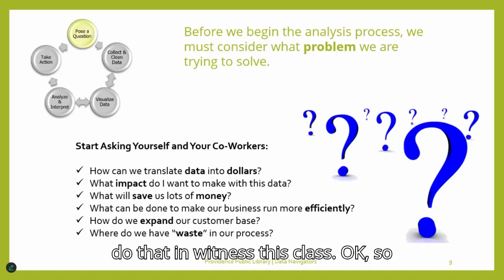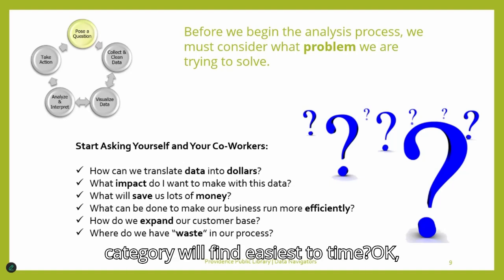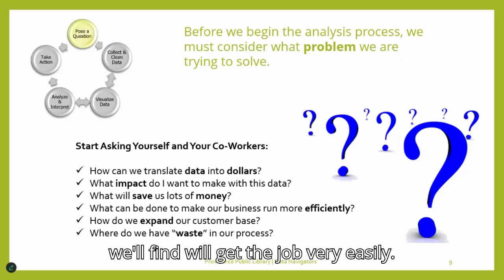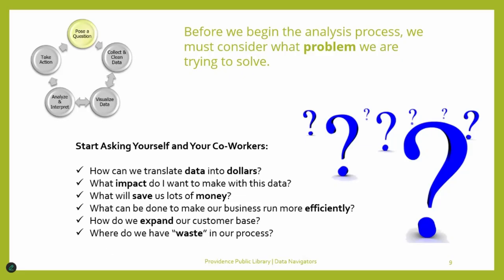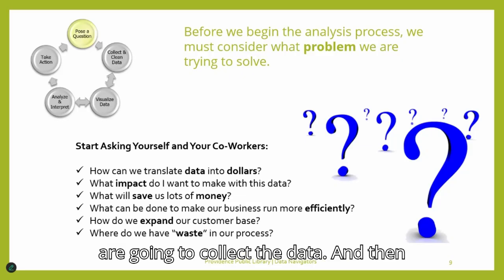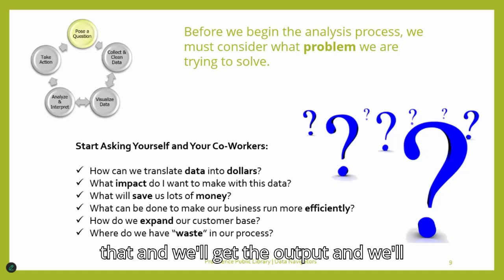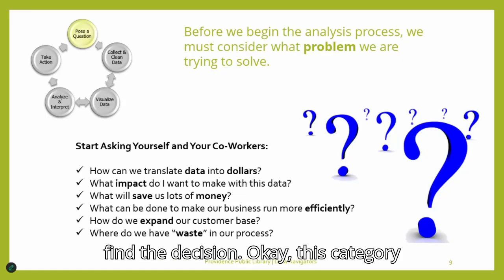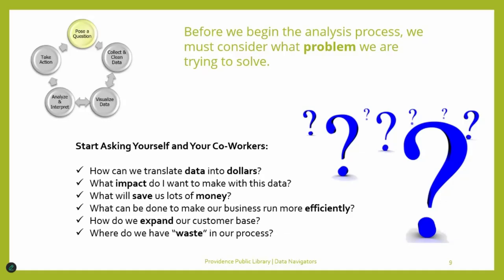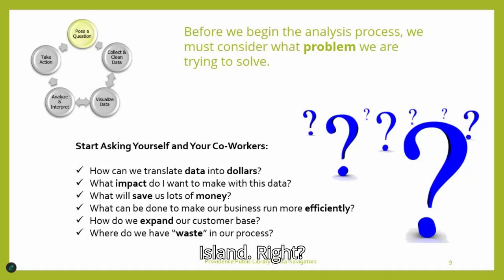We'll do that in Wednesday's class. Okay. So this is the question. Which occupational category will find the easiest time? We'll get the job very easily. So that is one question. So for that, we are going to collect the data. And then once we collect the data, we'll analyze that and we'll get the output and we'll find the decision. Okay, this category has a good time finding a job in Rhode Island, right?